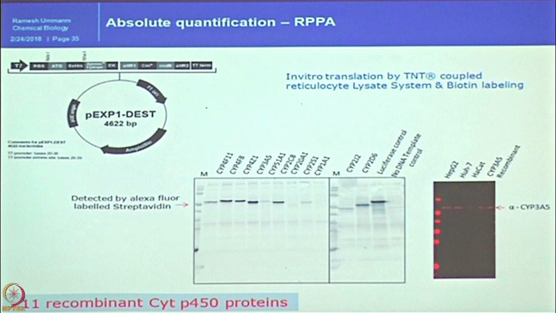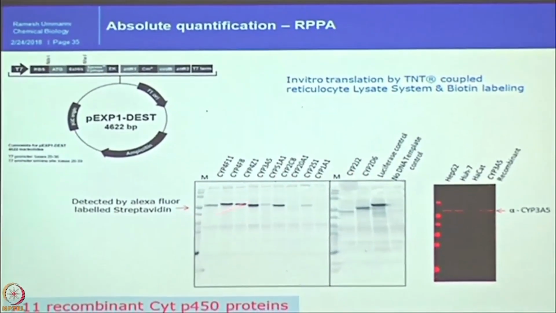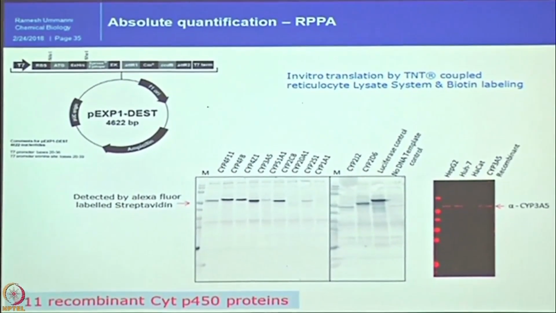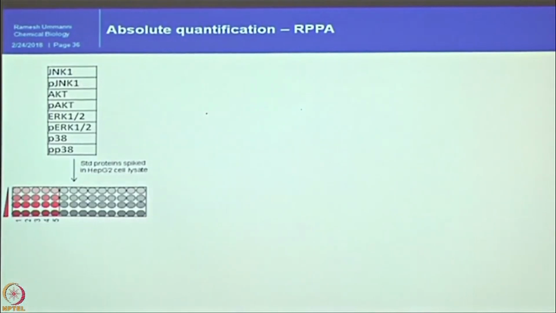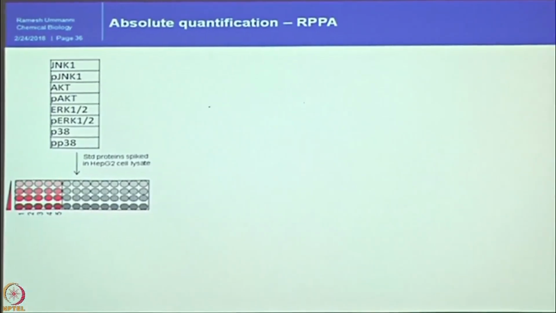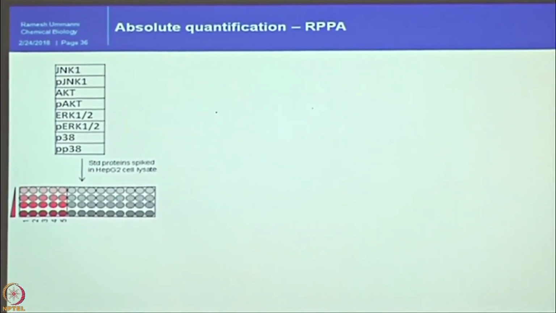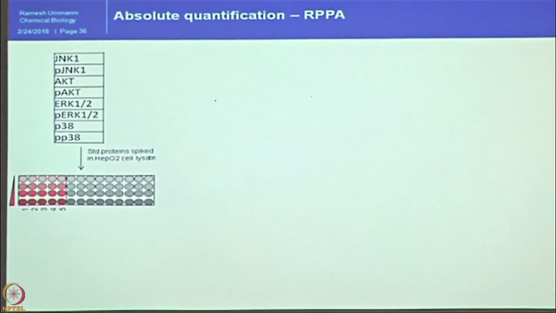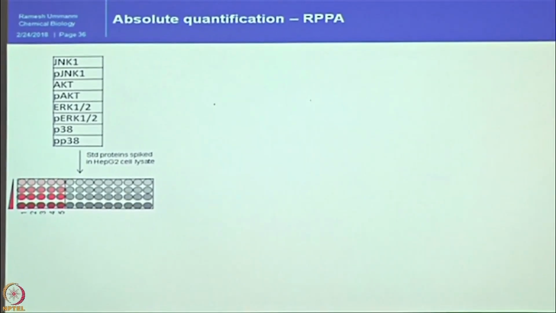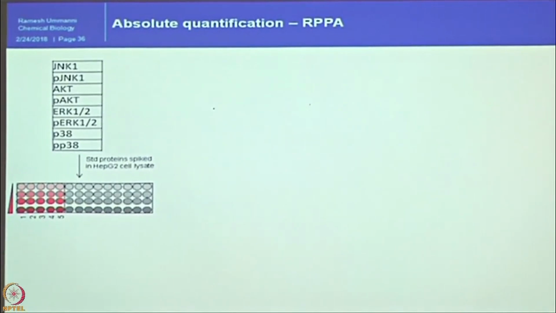So if 1 million cells contain how many copies of cytochrome P450 proteins, like CYP, these 11 different recombinant proteins. And also nowadays it is very important to do a quantitative approach for phosphoproteins. For example, if you take AKT protein, not all AKT copies are phosphorylated when it gets activated. Only a certain population or certain copies of AKT proteins get phosphorylated. How can we do that?